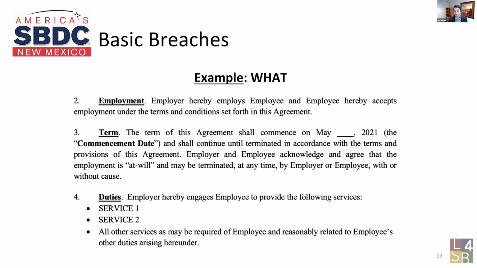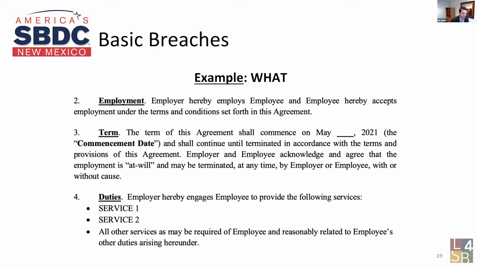And conversely, we're looking at an employment agreement. It doesn't have to be overly complicated with employment agreements, but you want to spell out the term. When are they going to start as an employee? Are they going to be employed indefinitely until terminated, as is the case here? In which case, you want to spell out at will. And then what is the employee going to do?